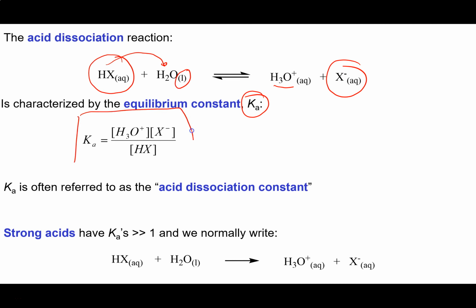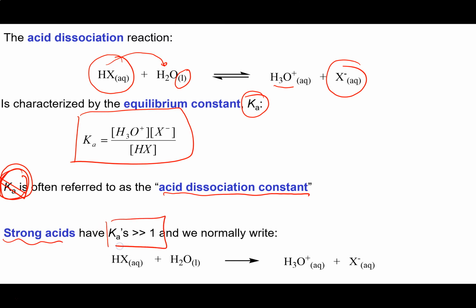So this expression that we see here for Ka, it's the equilibrium constant for the ionization of an acid. Sometimes people will call it an ionization constant. Other times people will call it the acid dissociation constant, but this expression for Ka is going to be the same for all acids. Now, if you have a very strong acid, the Ka will be a lot bigger than 1, like 10 to the 5, or even 10 to the 10 is not uncommon.